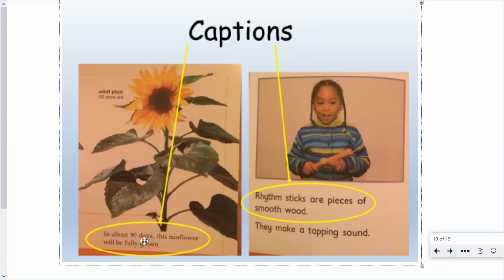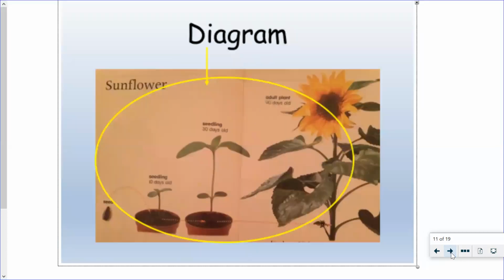It says in about 90 days, the sunflower will be fully grown. And that gives us some information about the picture that we see in the photograph. And they might have diagrams. Can you see? This is the diagram of how a sunflower grows. You can see here how a seed grows in 10 days and how tall it is in 30 days and how it is grown in 90 days. It's a big adult plant.